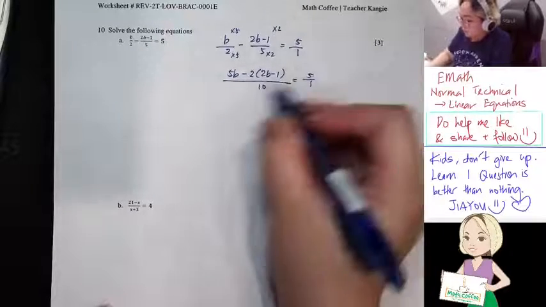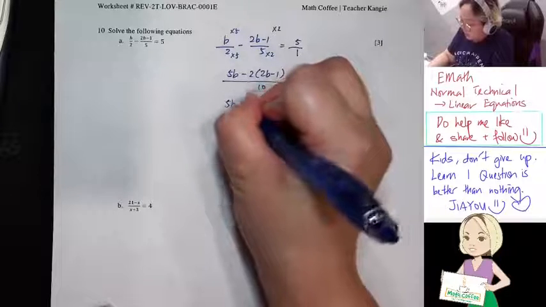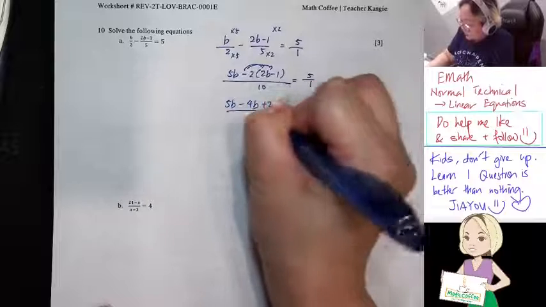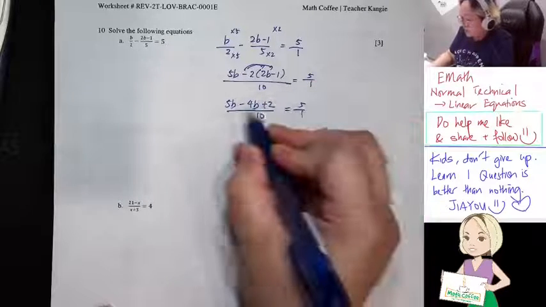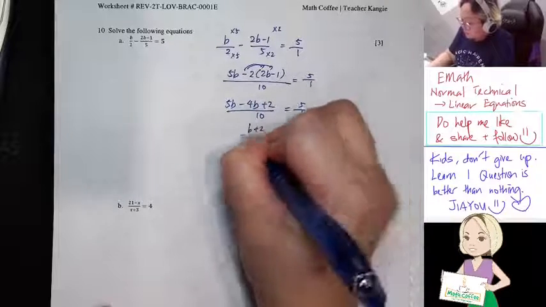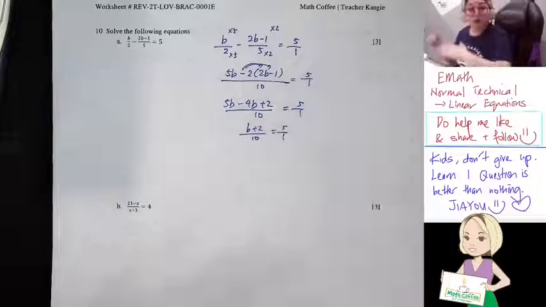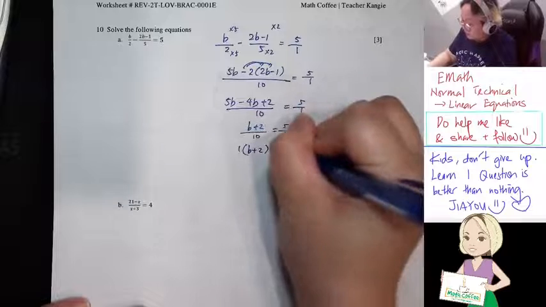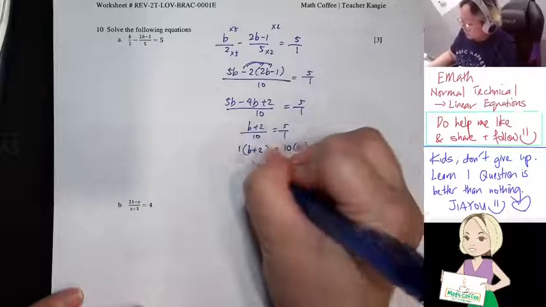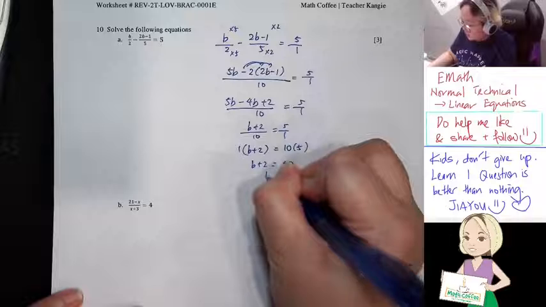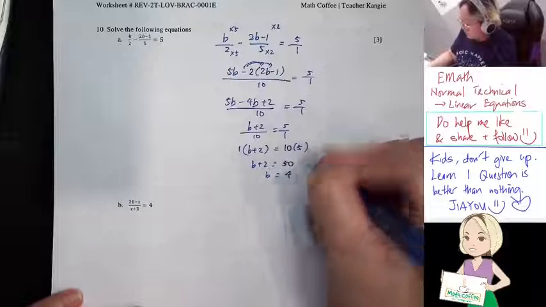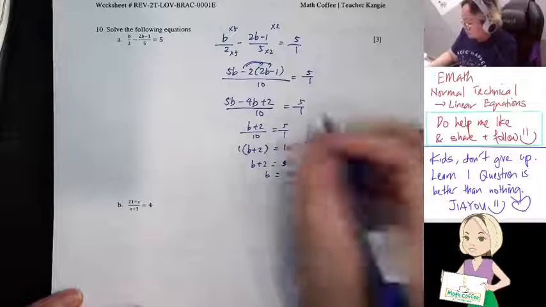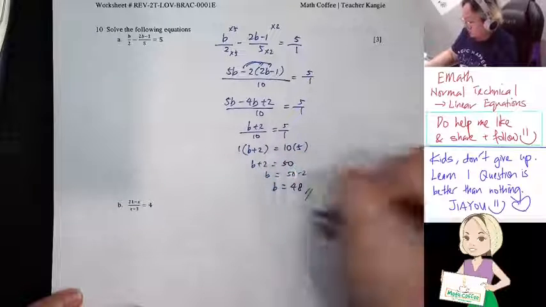Okay, then after that we're going to simplify this part. So it becomes 5b rainbow minus 4b plus 2 over 10 equals to 5 over 1. 5b minus 4b is b, so b plus 2 over 10 equals to 5 over 1. Now both sides single fraction, cross multiply. So I have b plus 2 times 1 equals to 10 times 5. So b plus 2 is equals to 50. b is equals to 48. Okay, I don't skip step. I need to show the steps. 50 minus 2. So my b is equals to 48. Done.